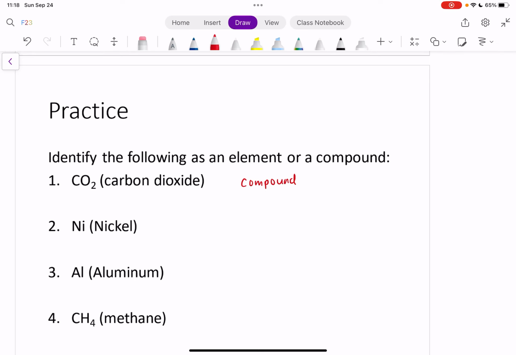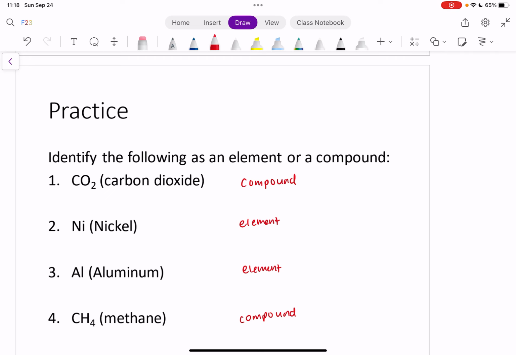All right, so number 2, nickel. Is that one an element or a compound? Yeah, that one's an element. If you go onto the periodic table, which we'll get really familiar with, you can see nickel is just on the periodic table. It's one of the elements on the periodic table. It just exists as nickel by itself. Okay, so that's an element. Aluminum, same idea. It's just an element. And then methane is what? Yeah, compound. Two or more elements bonded together.